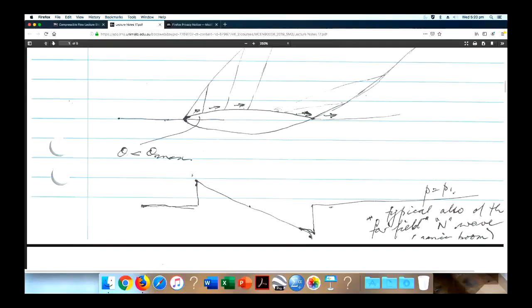The pressure falls, and then it rises again through the shockwave here, and that was characteristic of a far-field N-wave. The sonic boom behind the Concorde, for example, is because of this. All right.